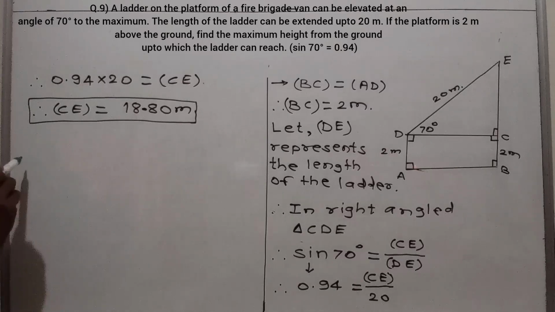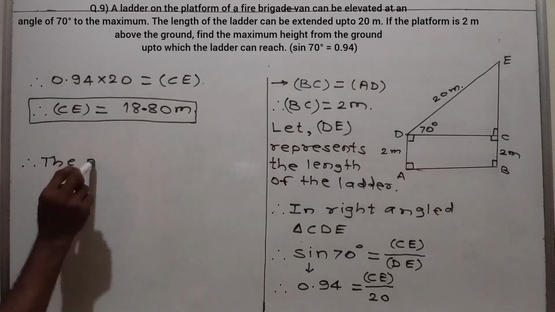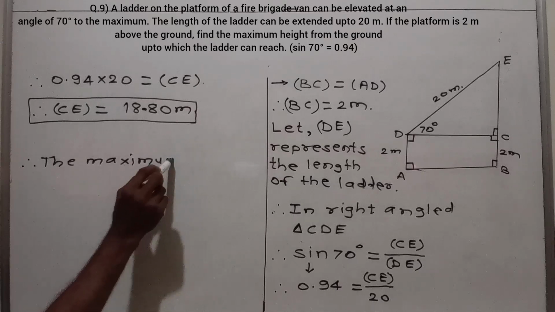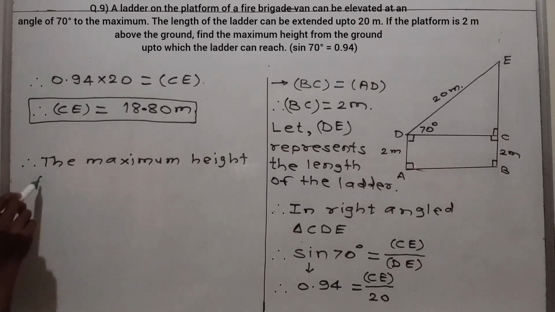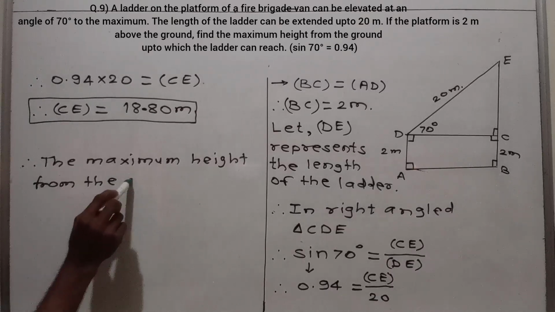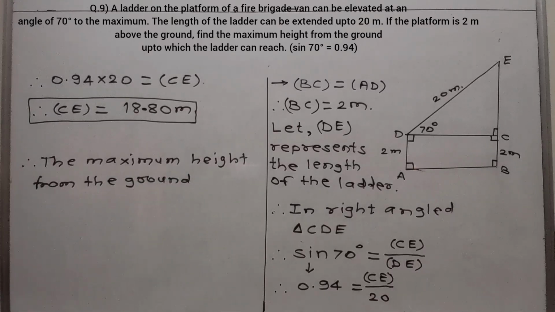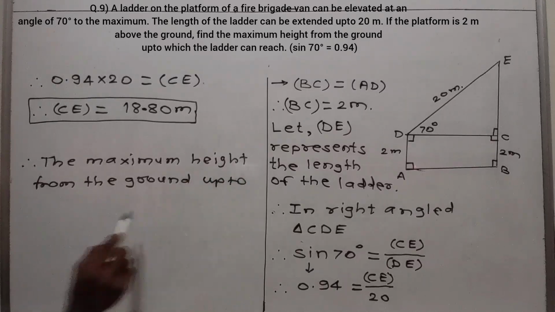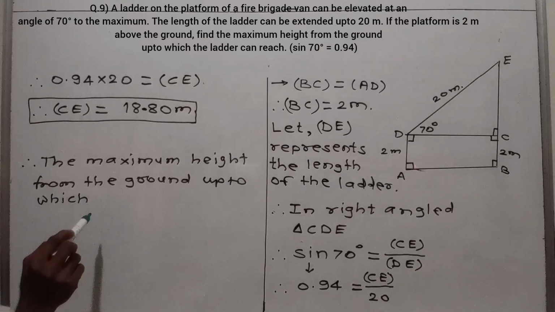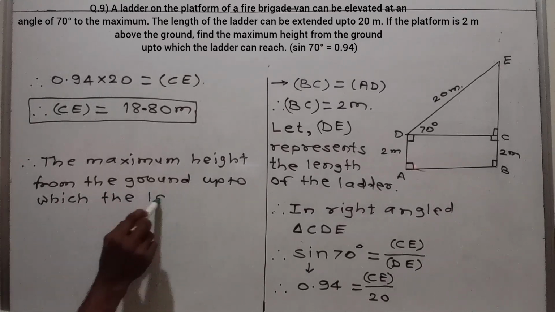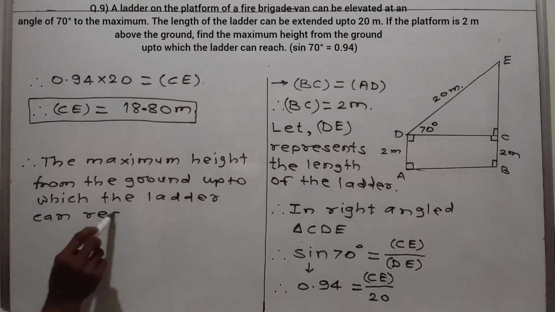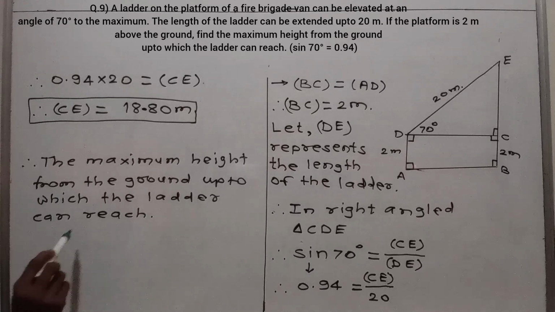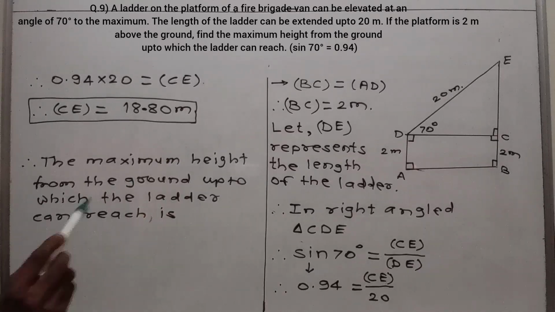See here. Therefore, we write here, our final answer: the maximum height from the ground up to which the ladder can reach is, we write here, is. What is?